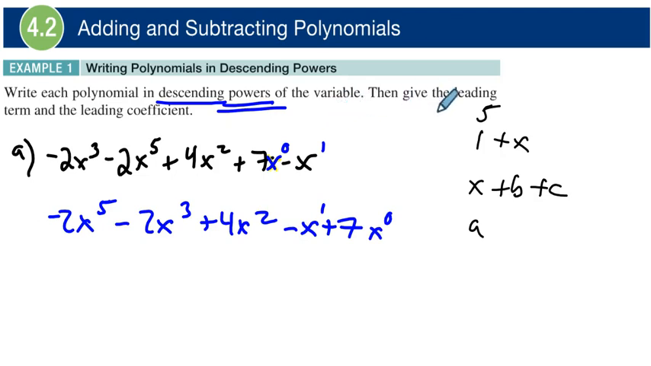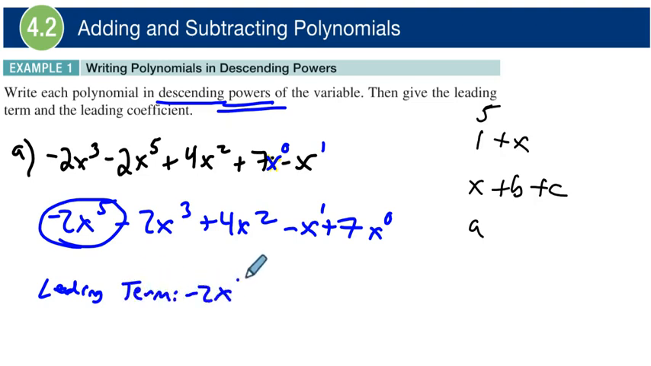And then give the leading term. The leading term is always the one that has the highest power. So this would be our leading term right here. Our leading term is going to be negative 2x to the power of 5. And it's the whole thing.